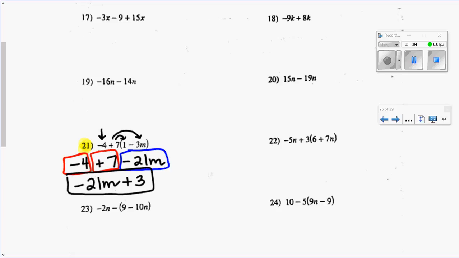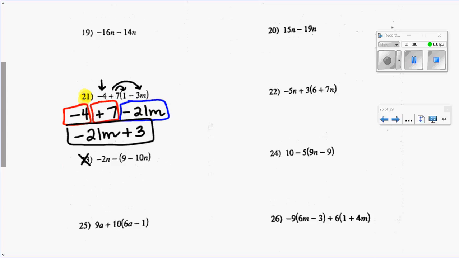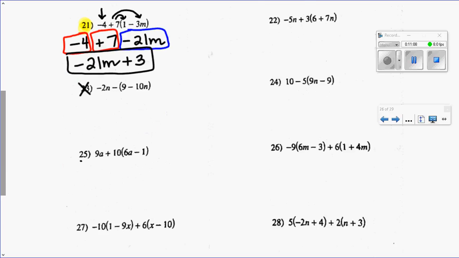Okay, we're actually going to skip number 23. Why don't you try number 25 on your own? Go ahead and try number 25. Leave the 9a, multiply positive 10 times positive 6a, multiply positive 10 times negative 1. Okay, write it out, and then if you want to stop there, you can, and you can see what it should be long ways before we combine like terms.